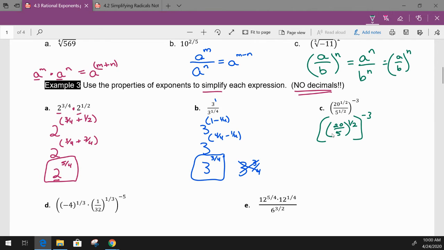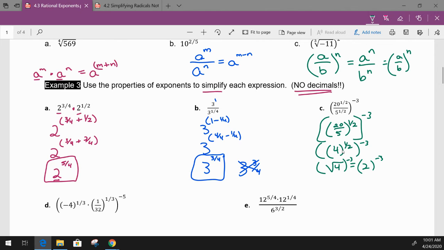But the 20/5 now can be divided and we get 4. 4 to the 1/2 power is the same as a square root of 4. So the 2 is the root. I could write this as a square root of 4. Either way, it's equal to 2. But don't forget we do have that exponent of -3 that we're carrying along.